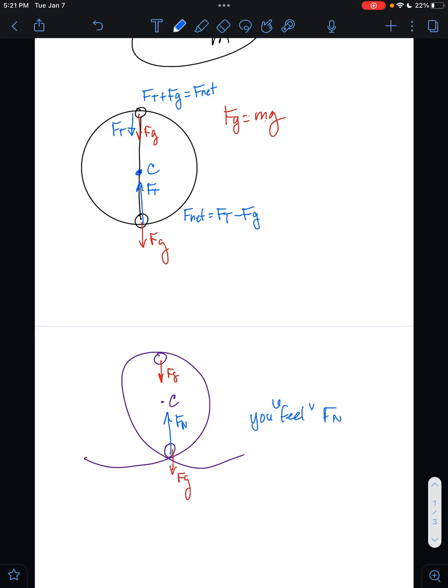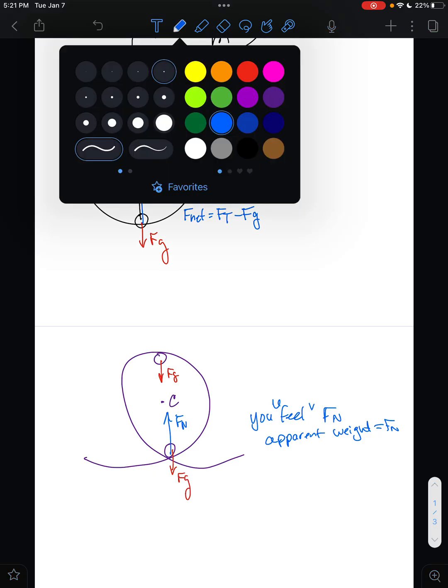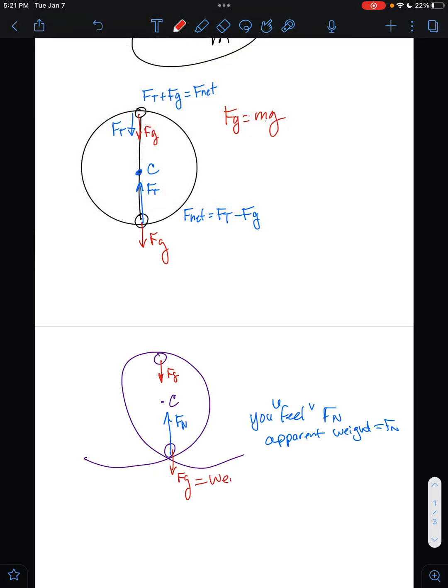your normal force. What that means is you experience that as your apparent weight. So if it says how heavy do you feel or what's your apparent weight, they're talking about your normal force, not your force of gravity. Your force of gravity is your actual weight. This is how much you weigh.